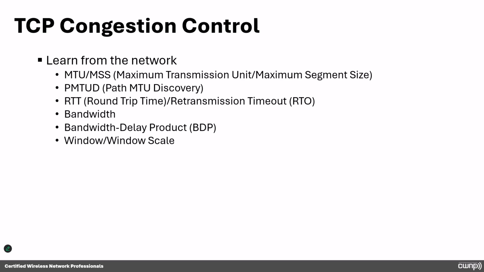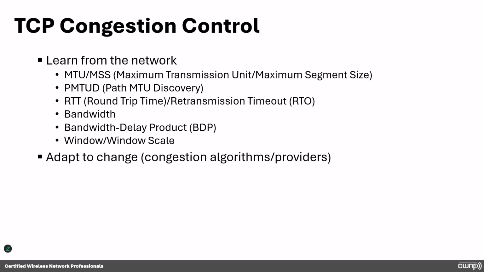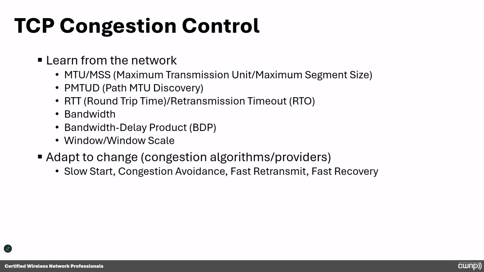So how does TCP take all this input, MTU, MSS, PMTUD, RTT, RTO, bandwidth delay product, window and window scaling? How does it take all of this and adapt to change? It does it with congestion algorithms or providers. Now, the actual IETF standard for TCP says that the congestion provider must do slow start and implement congestion avoidance.